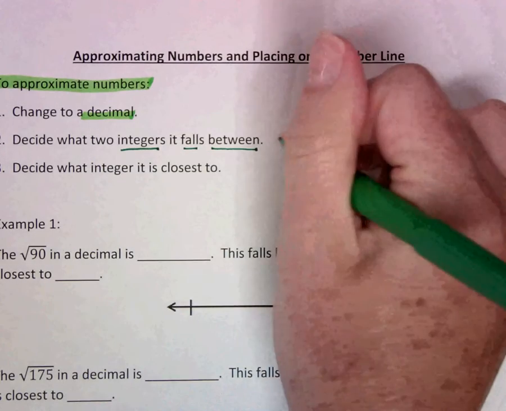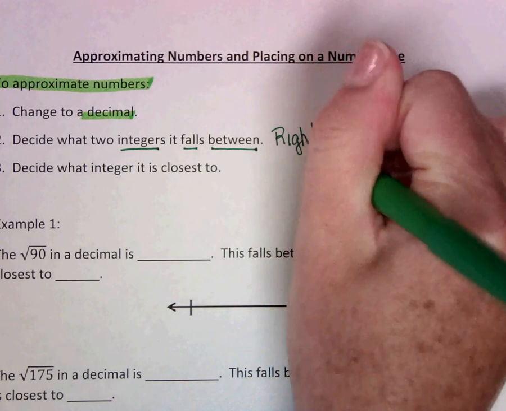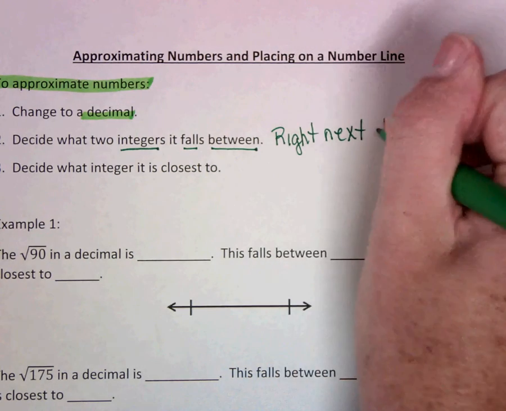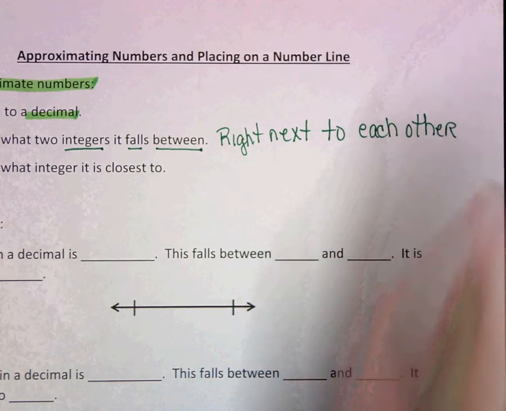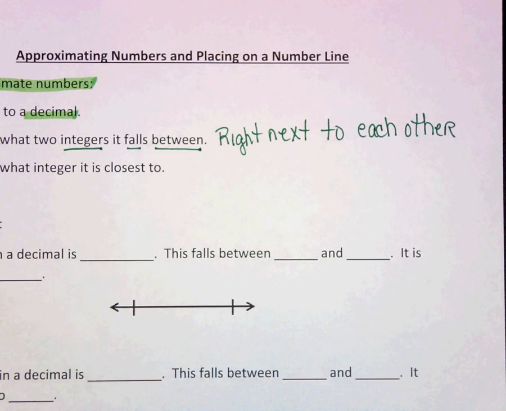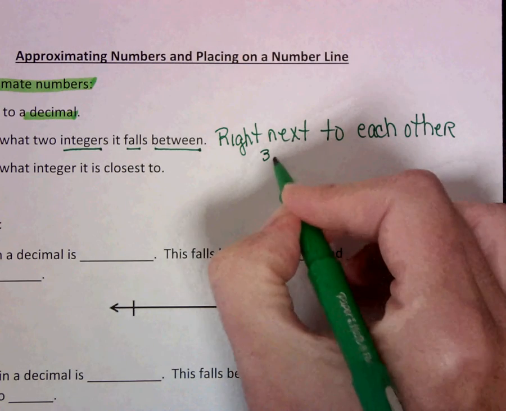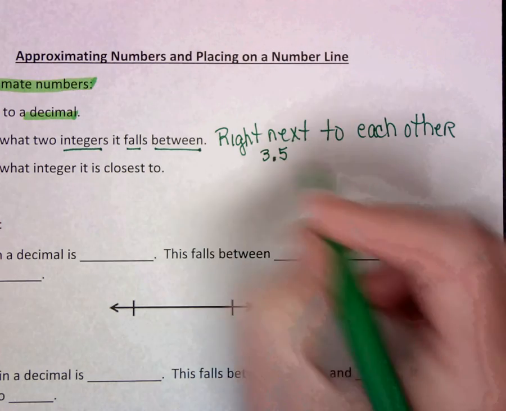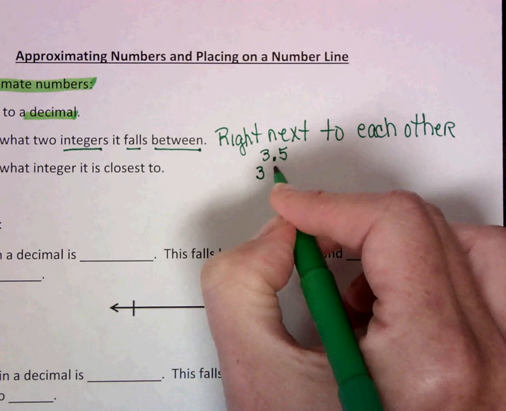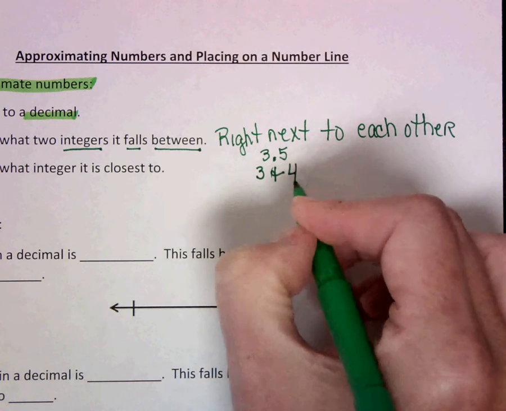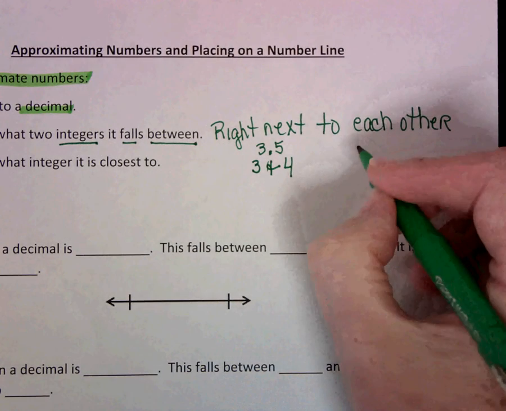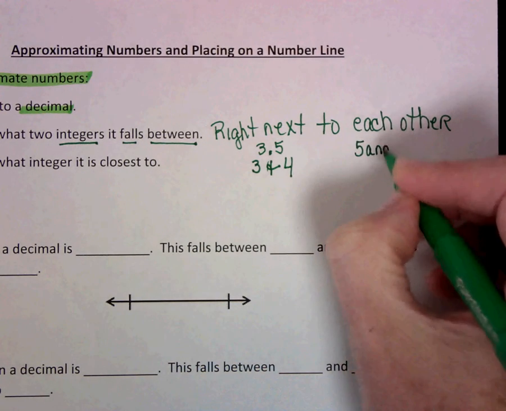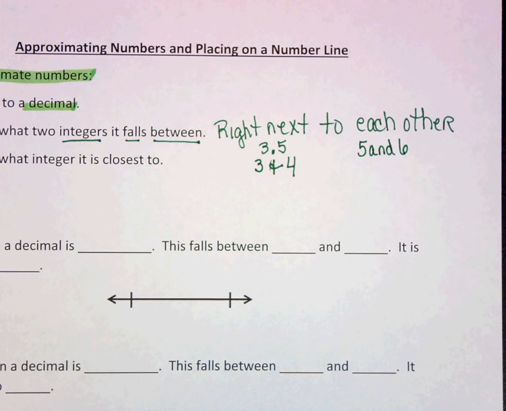These have to be numbers that are right next to each other, okay? Let me give you an example. If I had 3.5, that 3.5 falls between 3 and 4. 3 and 4 are right next to each other. 3.5 is right in the middle. Or we can say that a number falls between 5 and 6. 5 and 6 are next to each other on the number line, one right after the other.